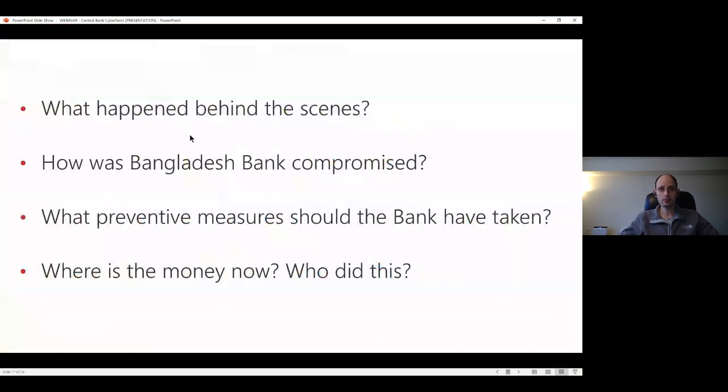It ended up being one of the biggest bank thefts in history, robbing the Bangladeshi government of more than $80 million. Now it's time to go behind the scenes, and let's try to understand how this happened and what we can all learn from this. And last but not least, I'm sure you guys are curious, what do we know about the group behind all this?